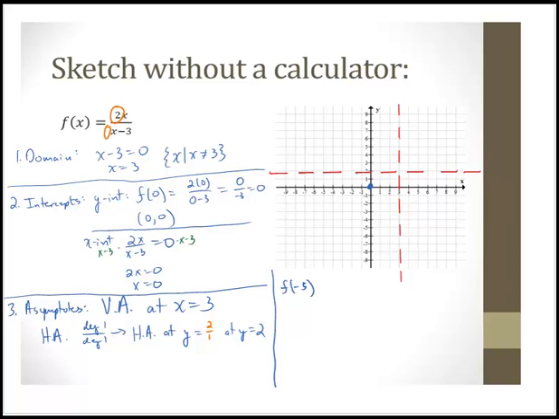So how about f of negative 5? Well, that would be 2 times negative 5, that would be negative 10 over negative 5 minus 3. That would be negative 8. So that would be 10 over 8, that would be 1.25. So f of negative 5 is 1.25. So that's about here.